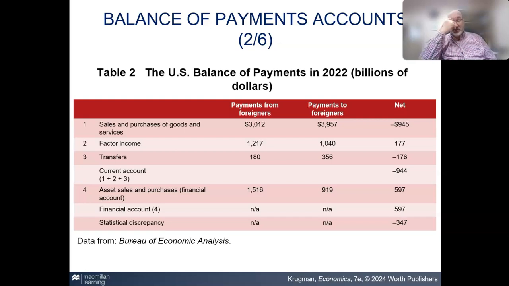Asset sales and purchases, these are your financial account. From foreigners, 1.5 trillion. Payments to foreigners was only 919, so we were up 597. So the statistical discrepancy, though, is negative 347. Note the statistical discrepancy is there because those two should basically be equal.